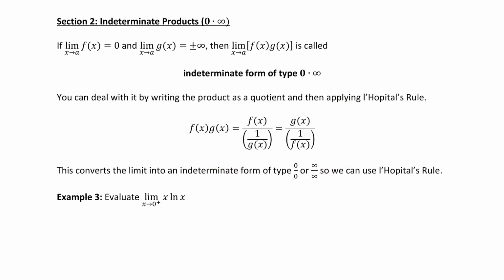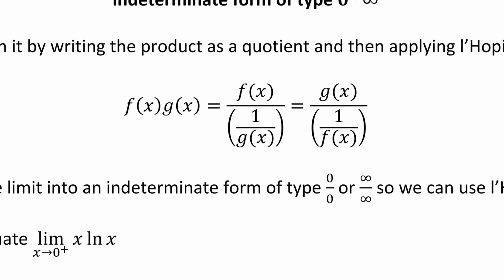If we have f at x times g at x, there's a couple tricky ways we can rewrite that same product. We could rewrite it as f at x over 1 over g at x, or g at x over 1 over f at x. Depending on which variations of those we use, we'll either get type 0 over 0 or infinity over infinity when we try direct substitution, which would then allow us to use L'Hopital's rule. Let me show you how that works.